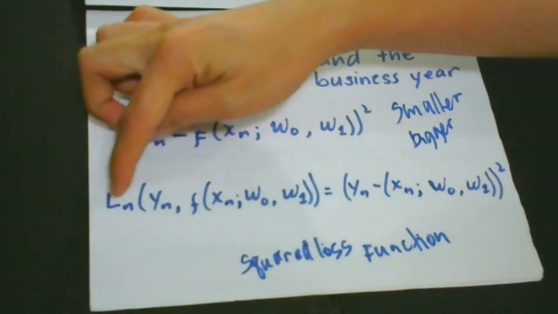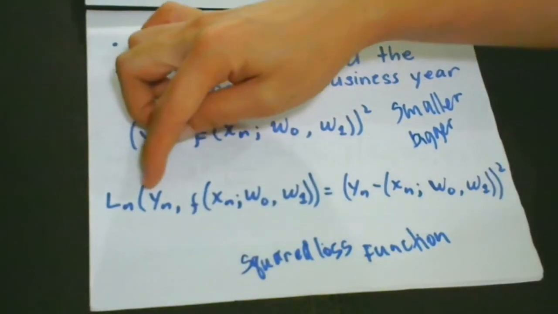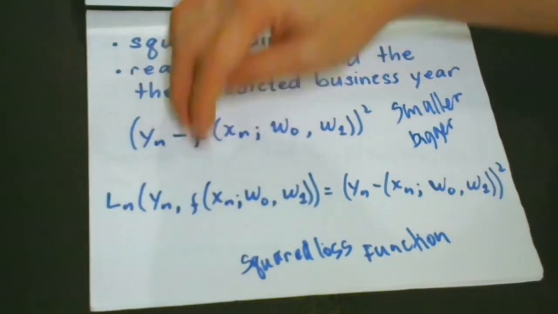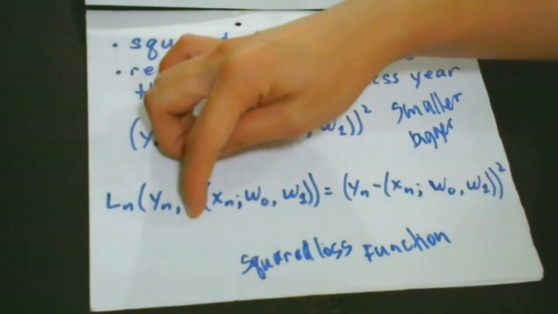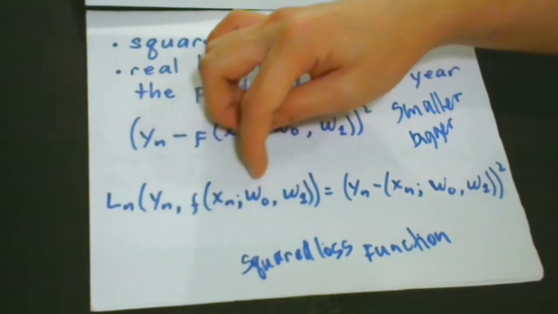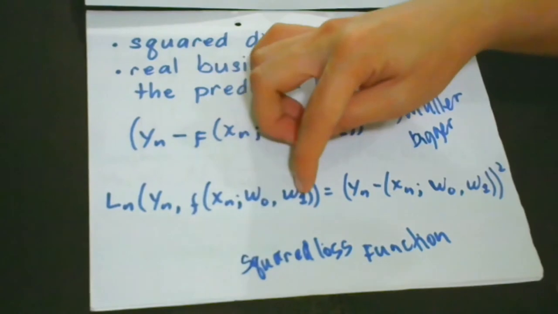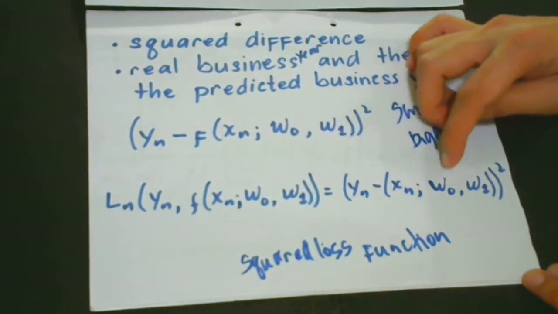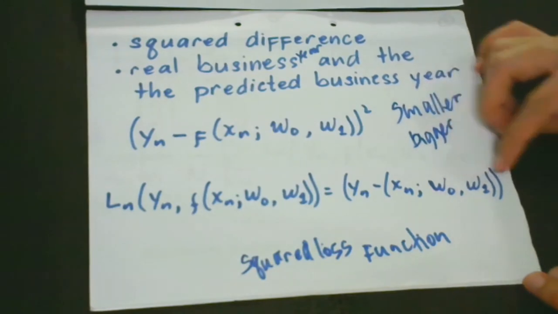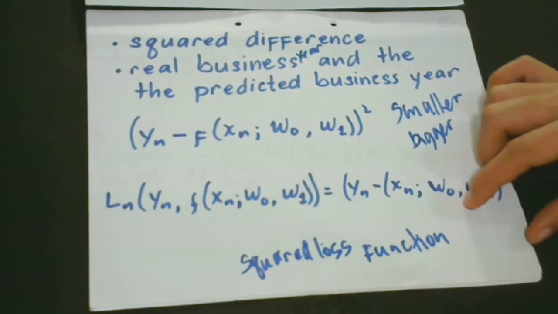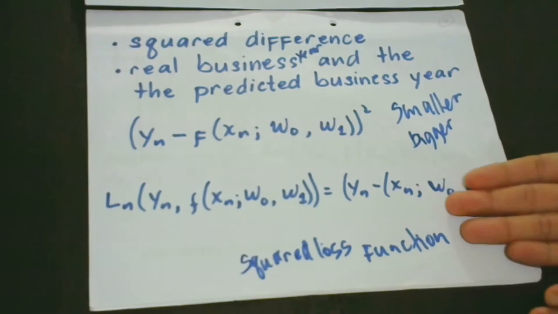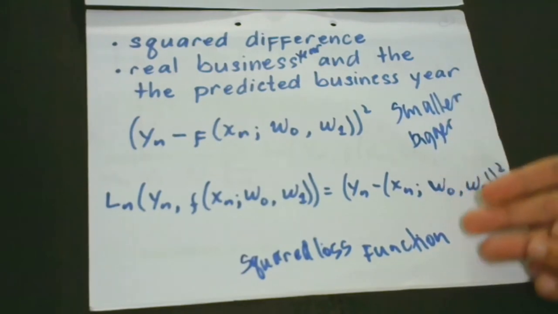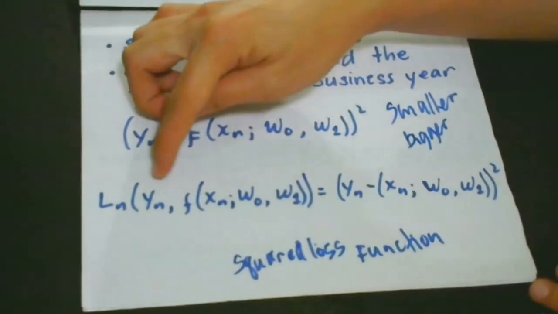So L_n, or loss for year n, and the function that acts on x_n with parameters w0 and w1, is equal to y_n minus f of x_n, with parameters w0 and w1, all squared. So what does this statement mean? This describes the loss of the year n.